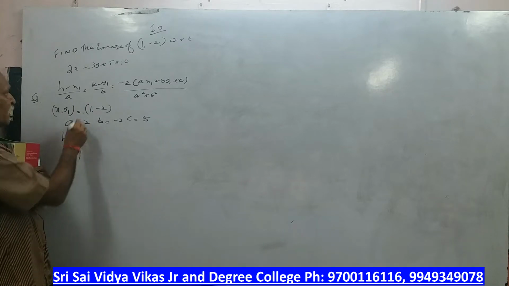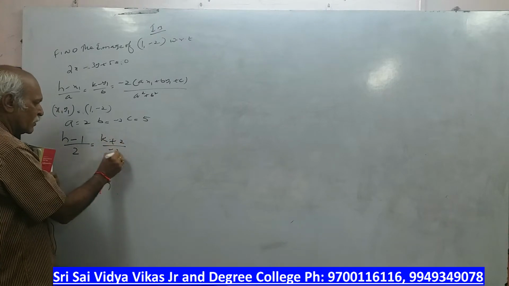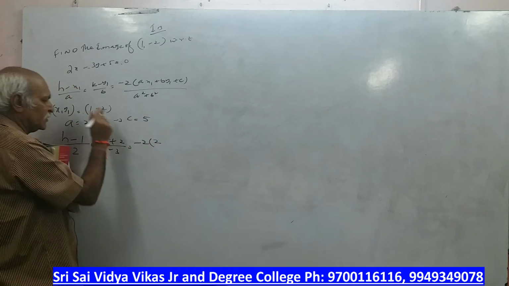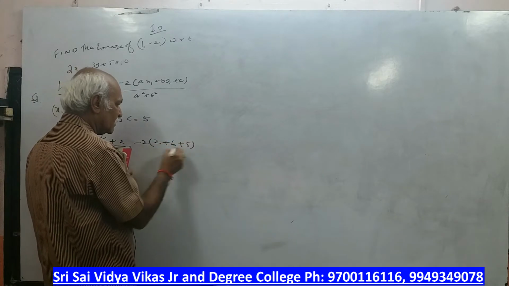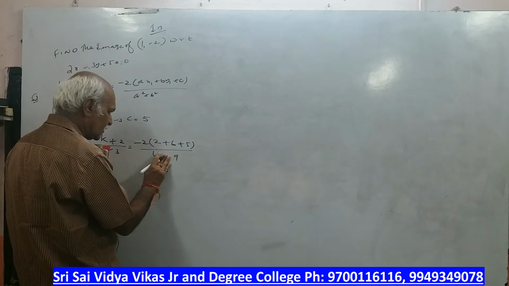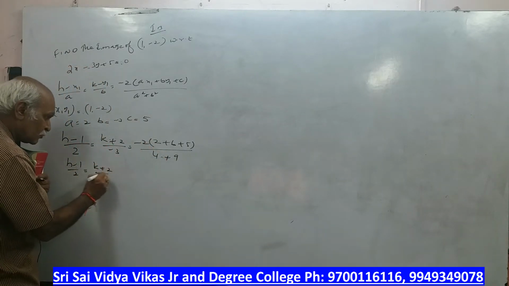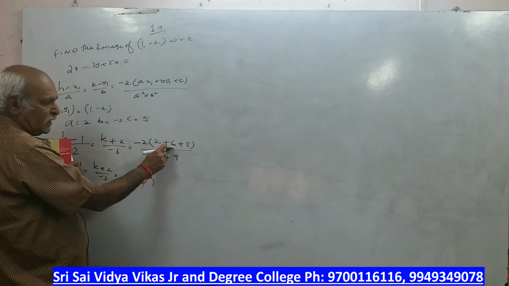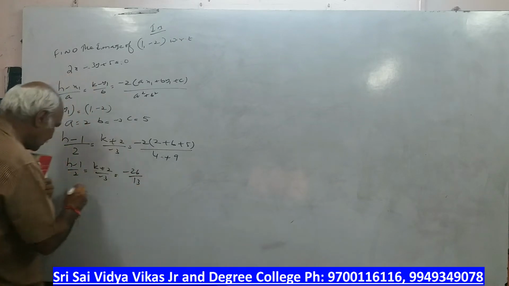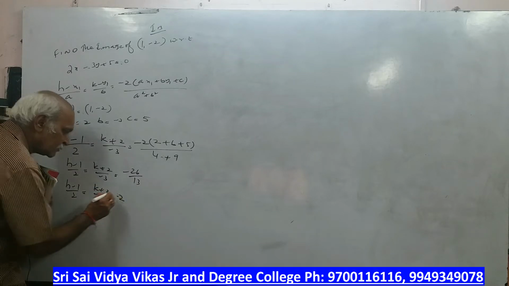Therefore, (h minus x1) is h minus 1 by a value 2, (k minus y1) is k plus 2 by minus 3, equals minus 2 into (a x1 plus b y1 plus c): 2 into 1, 2, minus 3 into minus 2 plus 6, plus 5, by a square plus b square, 2 square is 4 plus 3 square is 9. So we are substituting the values. So h minus 1 by 2, k plus 2 by minus 3 equals minus 2 into 13, 13 by 13 is 26 by 13. So what will we get? h minus 1 by 2, k plus 2 by minus 3 is equal to minus 2.